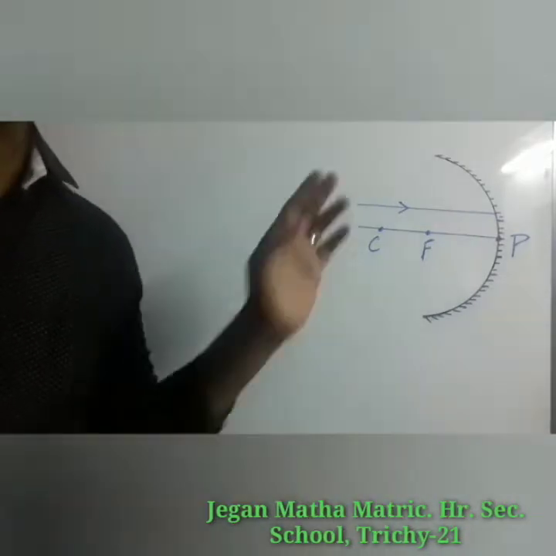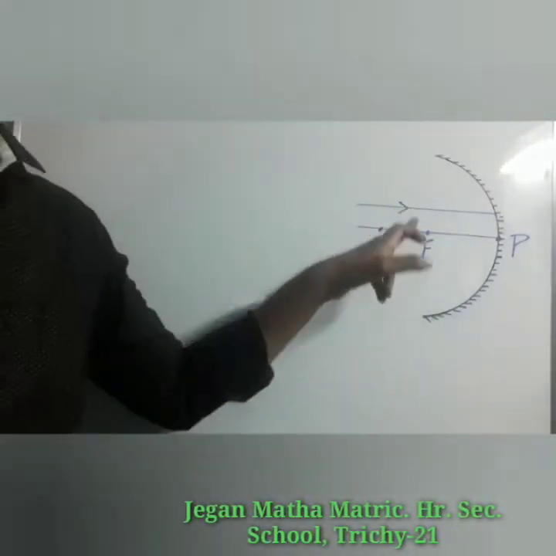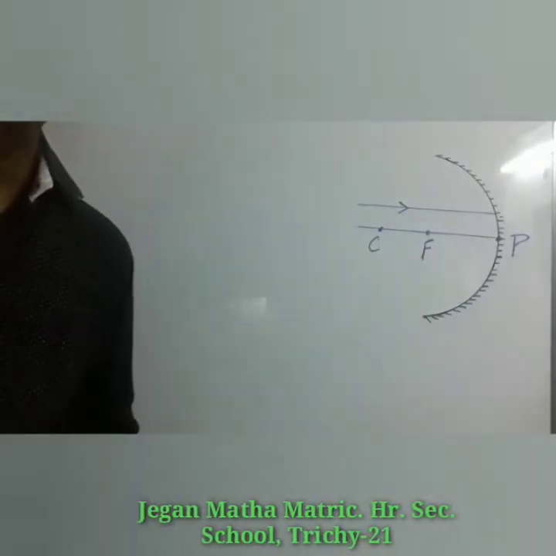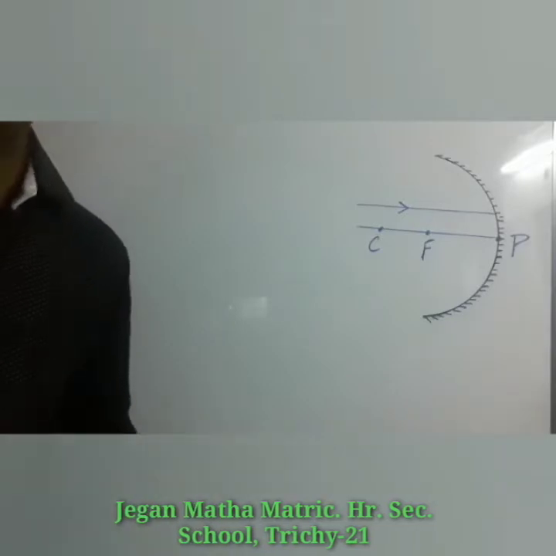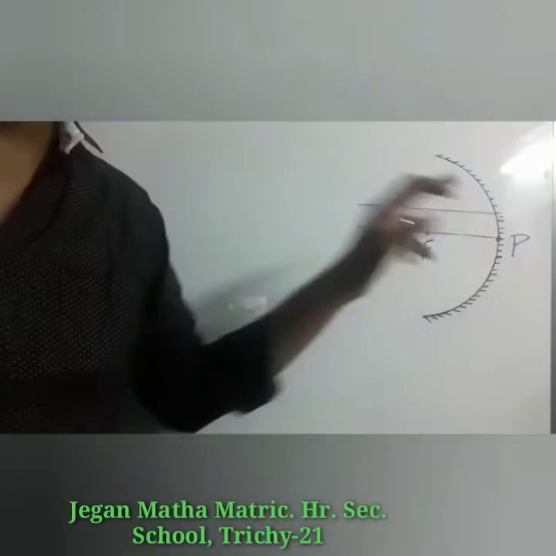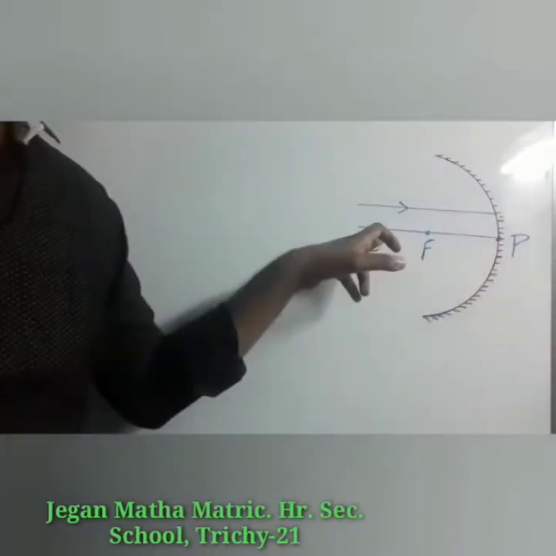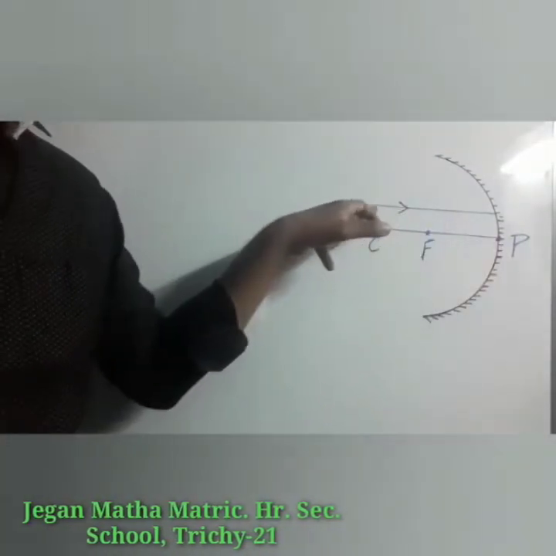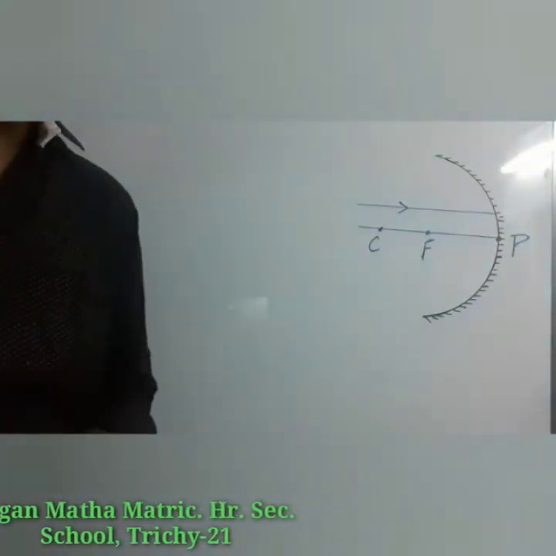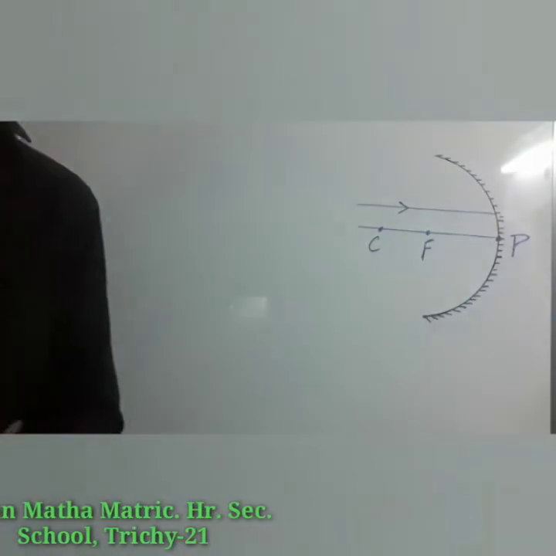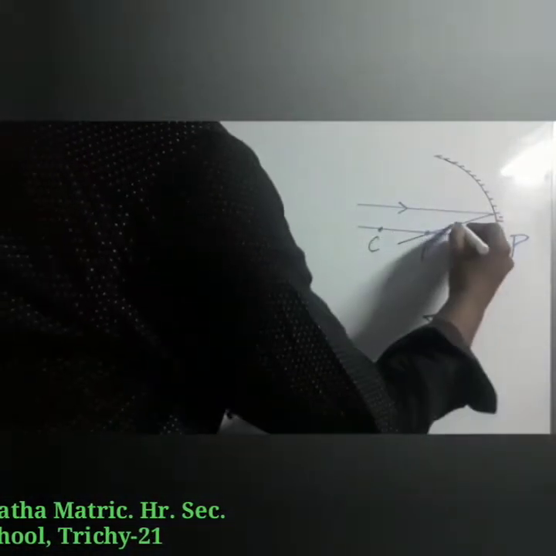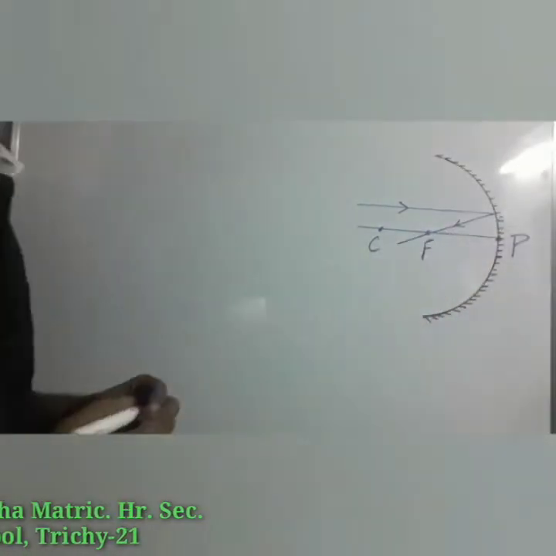The rays traveling very close to the principal axis and making a small angle with it are known as paraxial rays. Here you can see the line joining the center of curvature and the pole, which is known as the principal axis. Near the principal axis we have the light ray, which is known as a paraxial ray. So after the reflection, paraxial rays are passing through the focus.